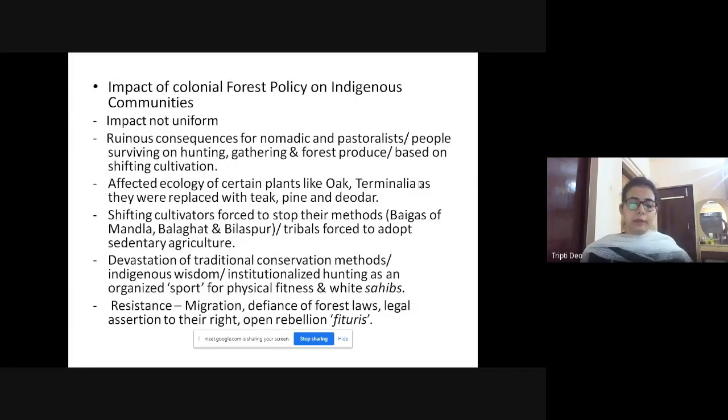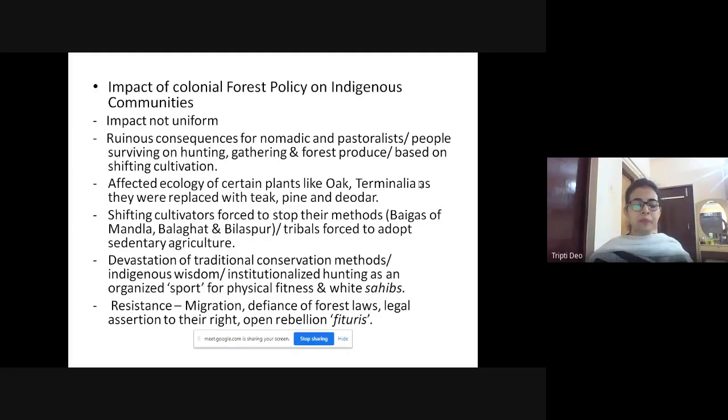Moving forward, I'm still at the first unit because I'm going to take more time on doing this unit in detail. Another important theme in the colonial forest policy is its impact on the indigenous community. Indigenous communities are people living in and around that forest. Now the impact was not uniform. And there were, of course, ruinous, that means very bad consequences for nomadic and pastoralist people, for people surviving on hunting, gathering, and forest produce, and people who based themselves on shifting cultivation.